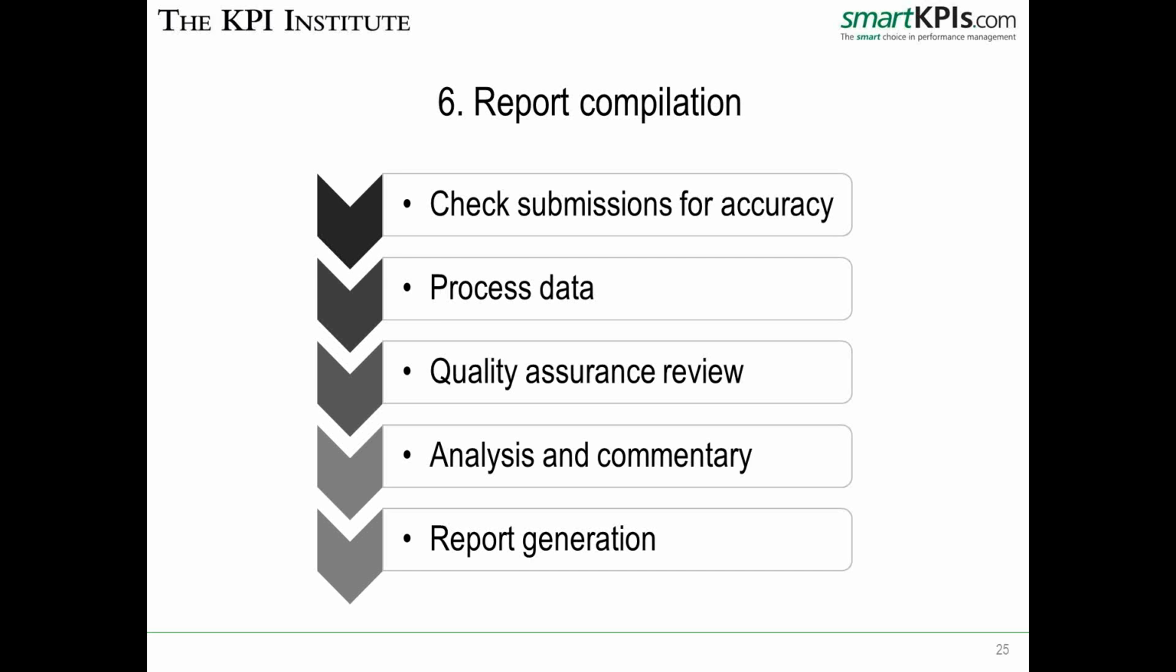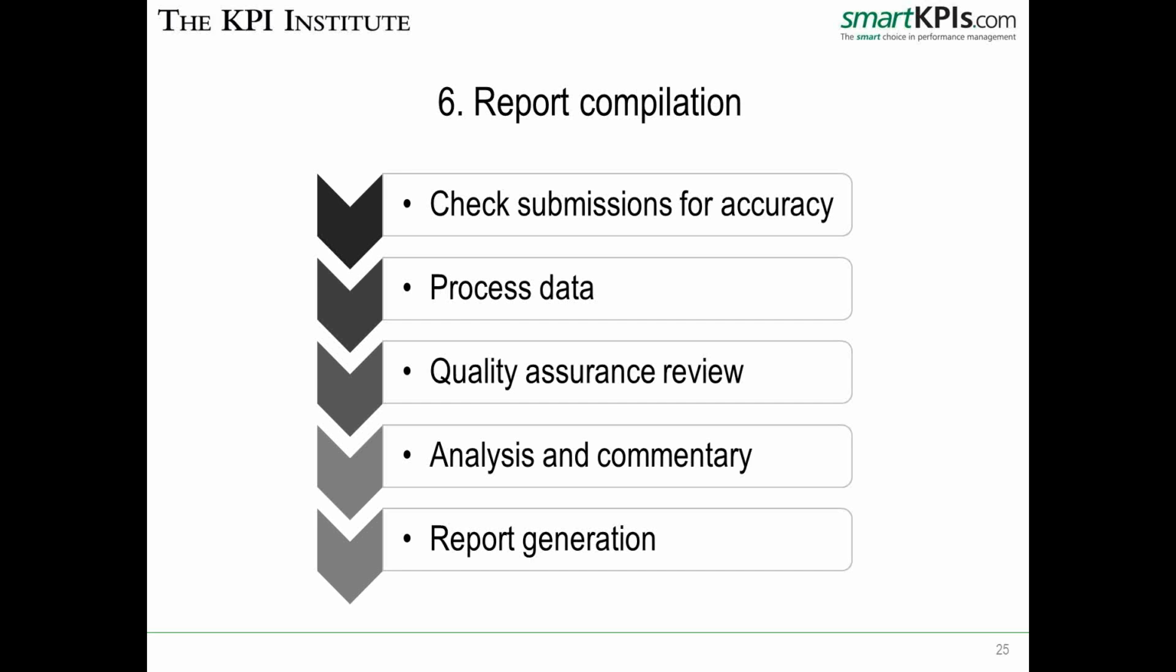And finally, by aggregating all this data, we can generate reports. As part of this, a good step is to ensure we check submissions for accuracy. Next, data needs to be processed. So a good practice is to ask for the raw data and then to put together the percentage calculations ourselves. Doing the data assurance review is also important.